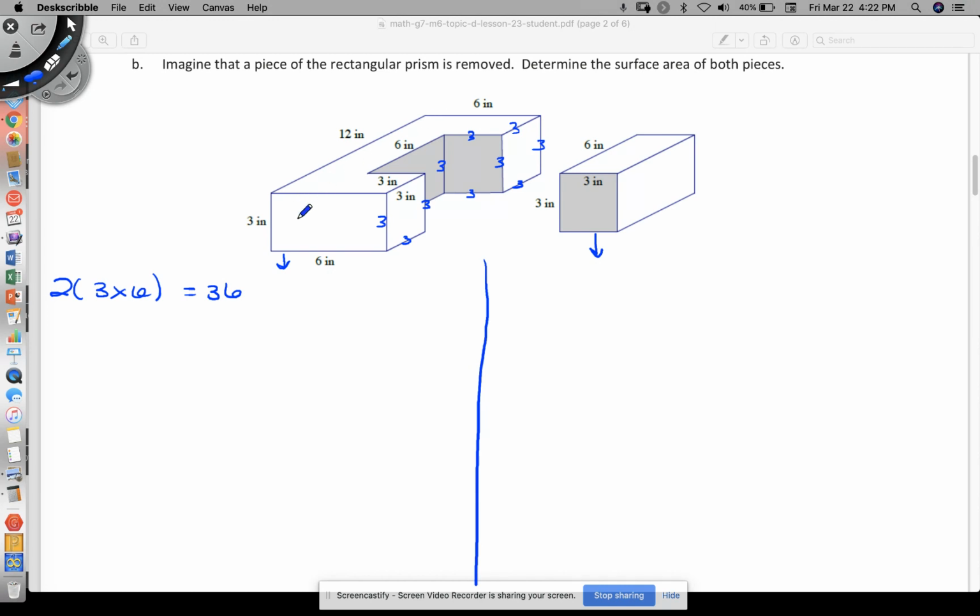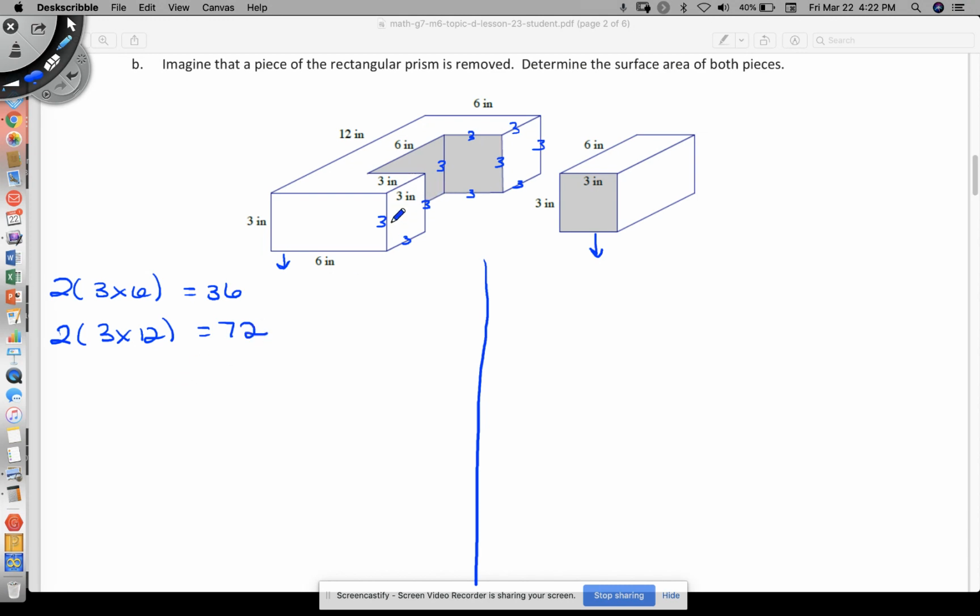Then I have a 3 by 12 here. And I actually have a 3 by 12 here. It's just cut out. So a 6 and a 3 and a 3, and you just put it all together and you get another 3 by 12. So I have 2 of those. And that's going to give me 72.